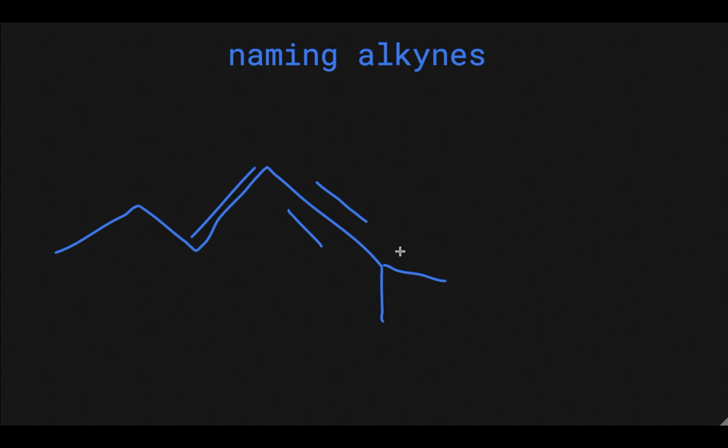So we're going to start from this end of the chain because the triple bond is closer to this end, and we want the bonds to have the lowest number possible. So we're going to have a 1, 2, 3 where the triple bond begins, 4 where it ends, 5, 6, 7, 8. Now let's go ahead and put this name together.